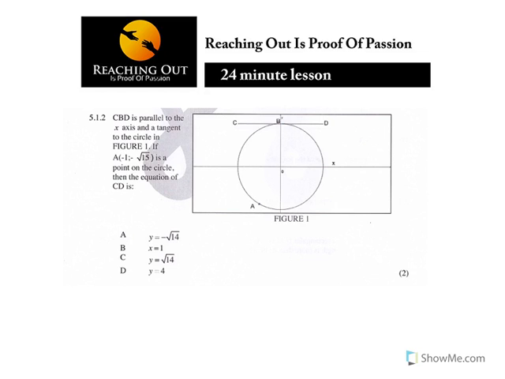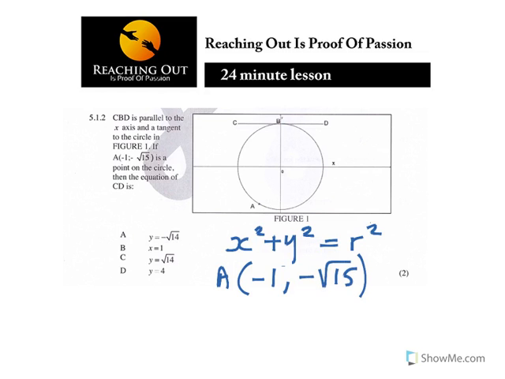It's 2 marks again. Remember the equation of a circle, x squared plus y squared is equal to r squared. Now we have a point, we're given A as minus 1 minus root 15. So if you look at it carefully, this is my x, this is my y. So if I continue working it, in the formula I will have minus 1 squared plus y squared is minus 15.